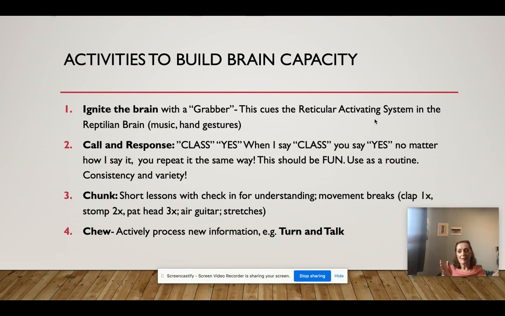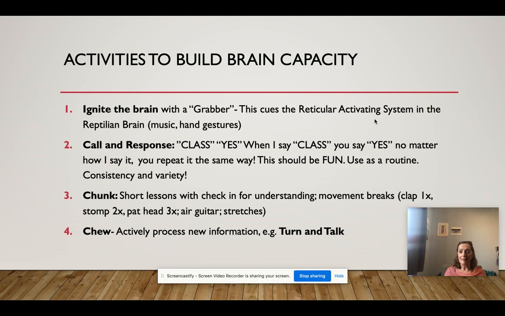Call and response. So this is a fun one. This is where you can be very creative. We talked about this before a little bit. And when we talked about it, we said, do it as a routine, but it's okay. That's the consistent part. It's okay to add variety. So when I say class, you say yes. No matter how I say it, you repeat it the same way.